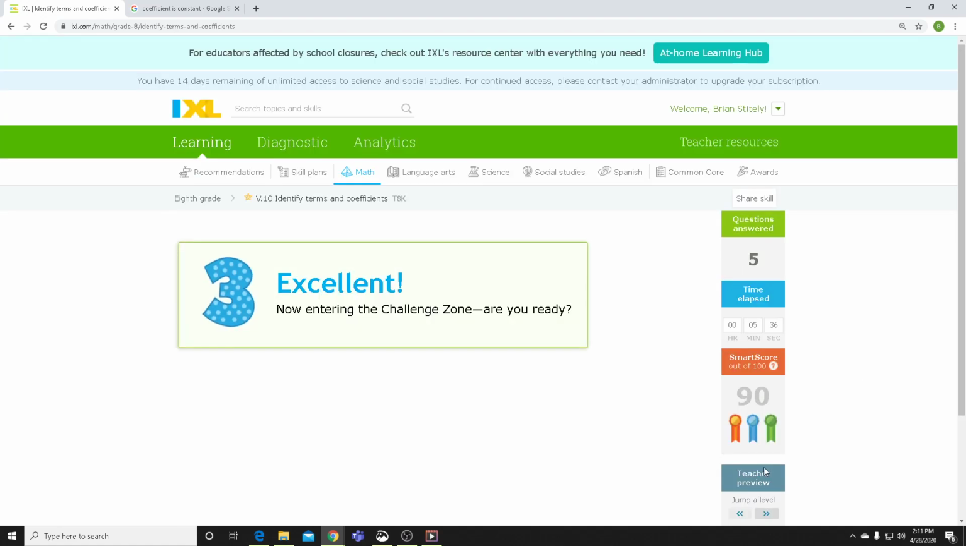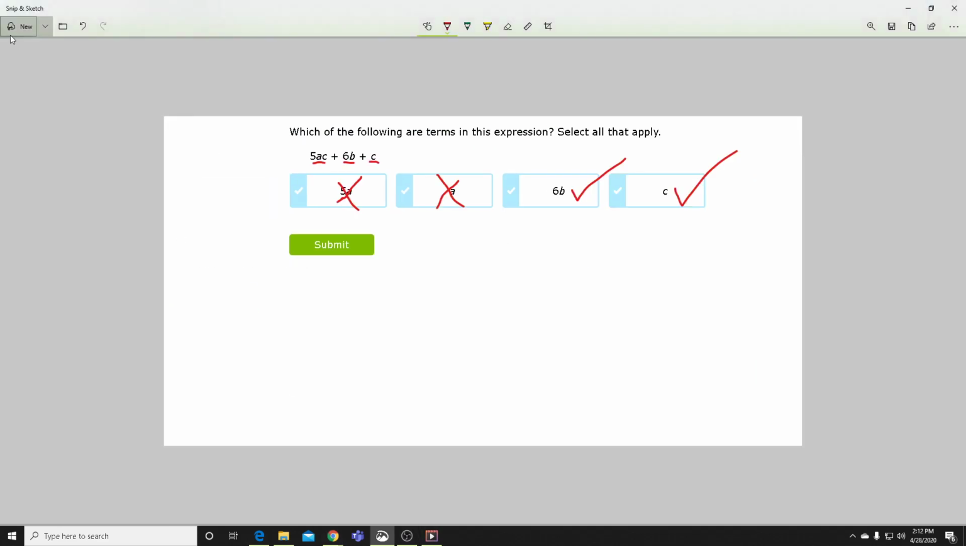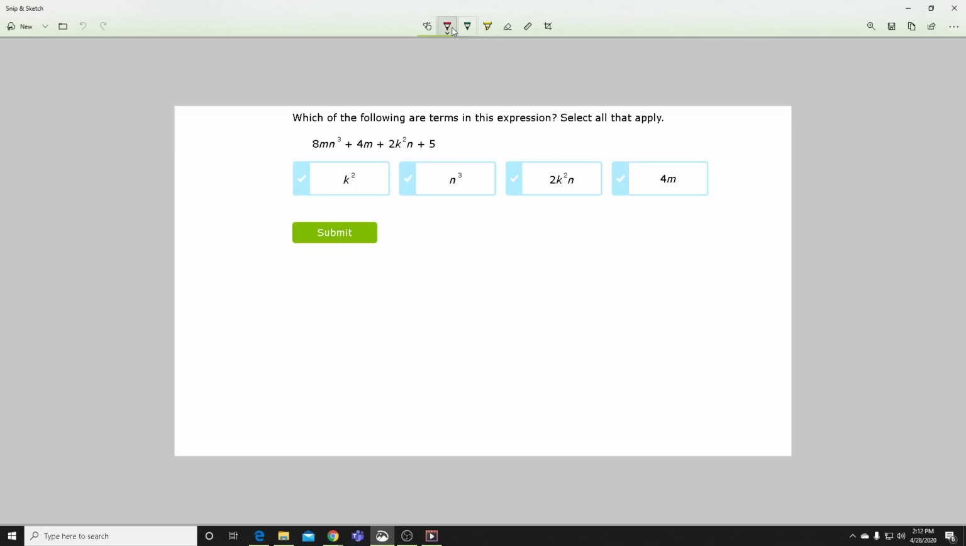And then let's go to the challenge zone. We'll do one of these and then I'll let you guys go. Alright, so this one, I know it looks a little messier, but it's the same idea. This is one term, second term, third term, fourth term. Notice how these don't have the same letters. This is just a number. They're all different. They're working with different variables. This has an m, but this has an m and an n cubed. So these terms are different.